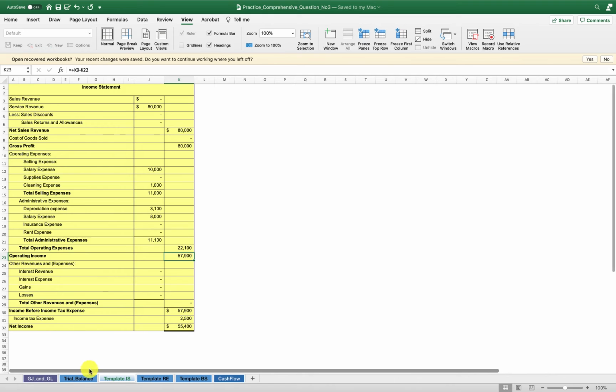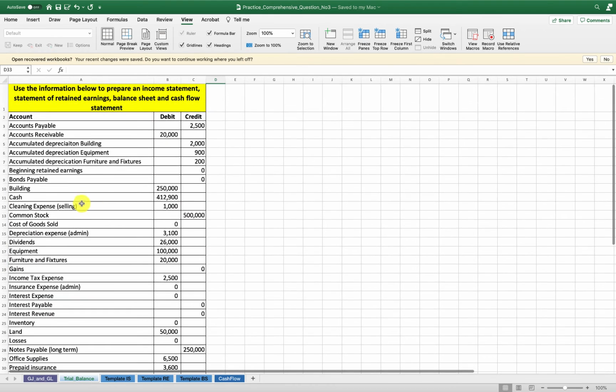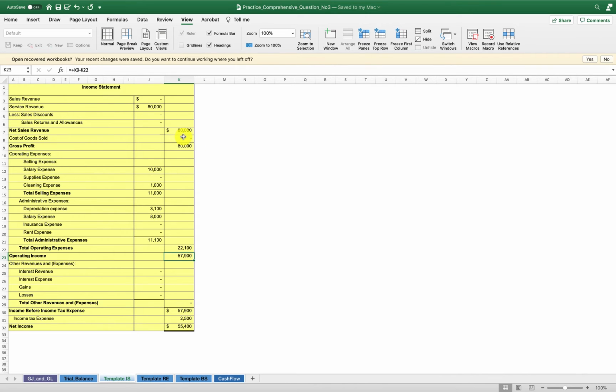Then I go to cost of goods sold. This is a service company, so we don't have any cost of goods sold. Cost of goods sold is 0, so I can leave it blank or just put a 0 there. So 80,000 minus 0 is 80,000.